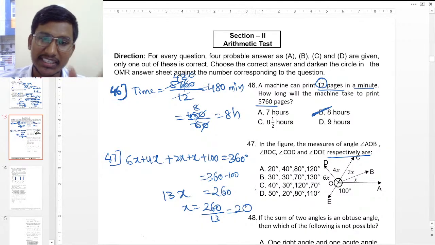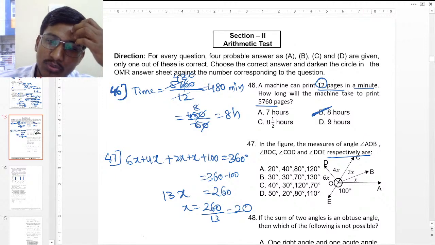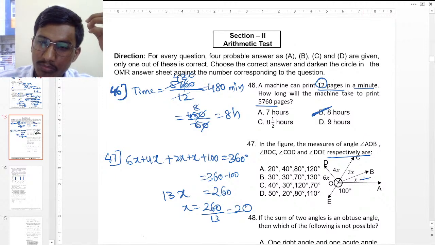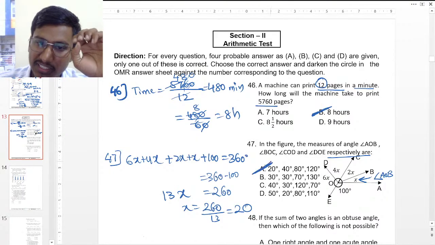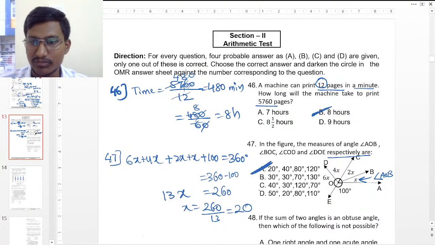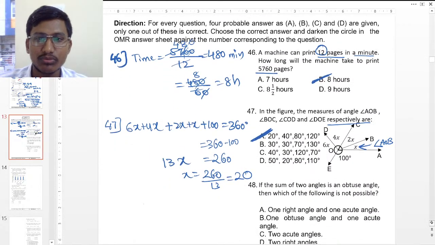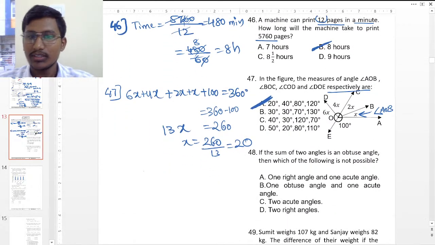If x is 20 degrees, they are asking for AOB. Where is AOB? AOB is this, the first angle. So that is x. So x is 20 degrees means option A is the correct answer. That is how you have to do the 47th question. Understood? Okay, good.